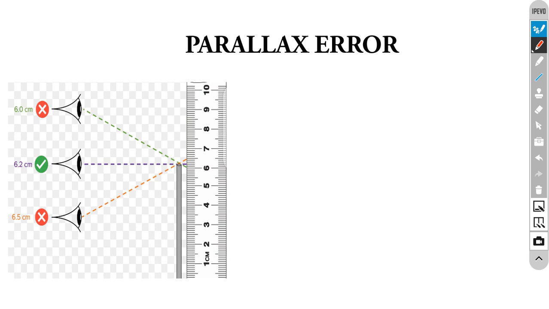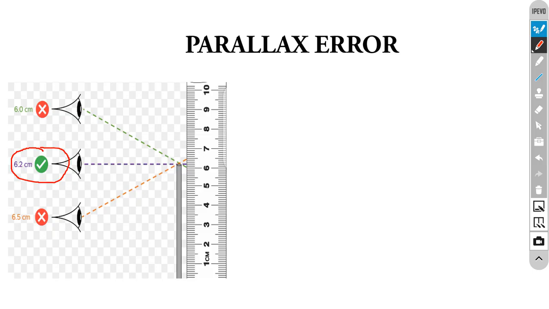This person wants to measure this object, and this object is about 6.2 centimeters. You look at this at eye level. So you now see this position on green. This is the correct position where you can place your eye to take the correct and exact reading of this object.